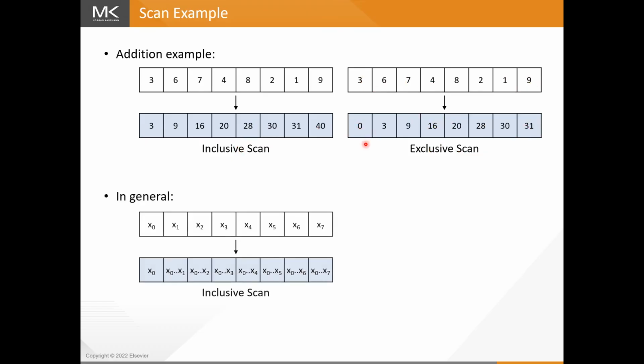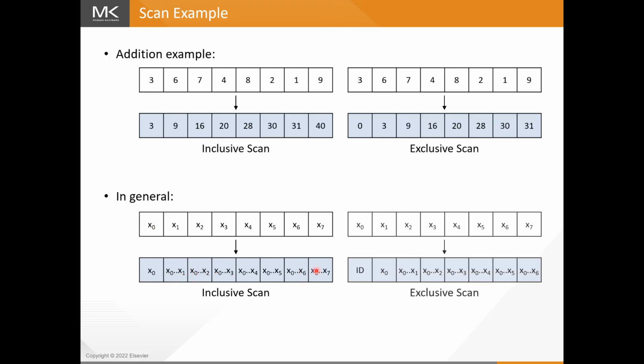So in general, if I have an array x0 to x7, in inclusive scan, the first element is the operator on x0, the second element is the operator on x0 to x1, the third element, element 2, is the operator on x0 to x2, etc. And in the exclusive scan, the first element is the identity, the second element is the operator on x0, the third element is the operator on x0 to x1, etc. And the last element is the operator on everything except the last input element. Okay, so this is what scan does. Is this clear? Any questions?